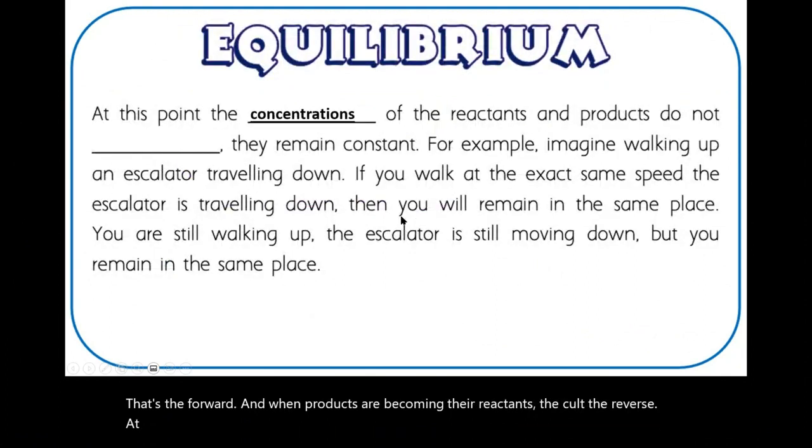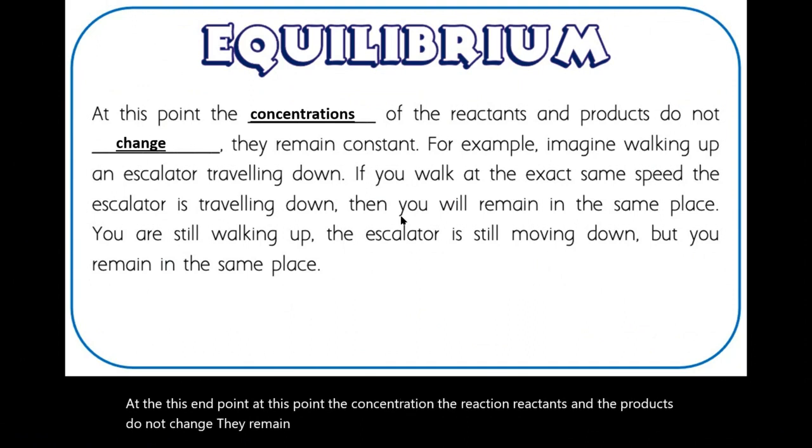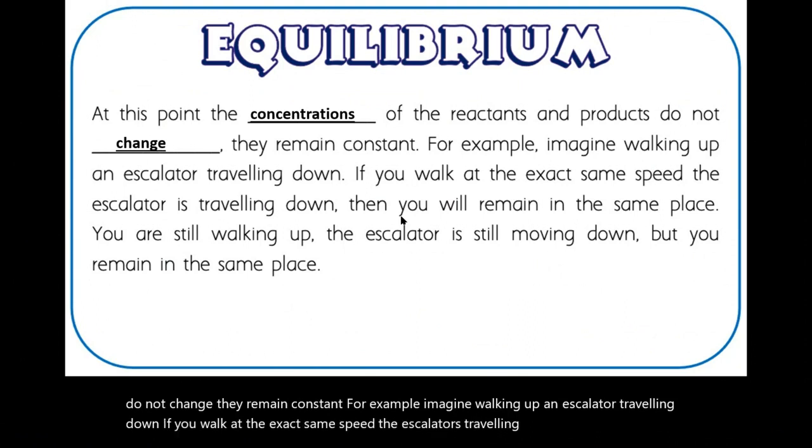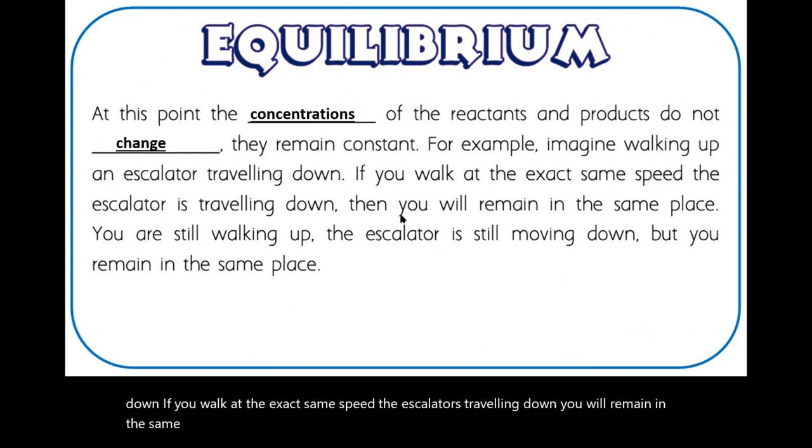At this point, the concentration of the reactants and the products do not change. They remain constant. For example, imagine walking up an escalator that is traveling down. If you walk at the exact same speed the escalator is traveling down, you will remain in the same place. You will still be walking up, the escalator is still moving down, but you remain in the same place.